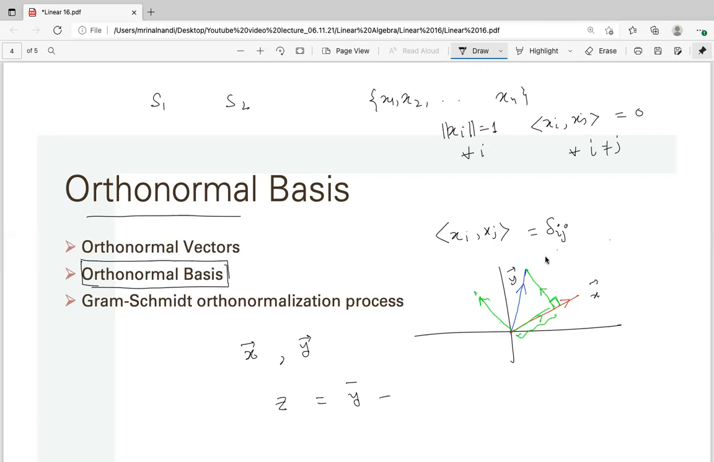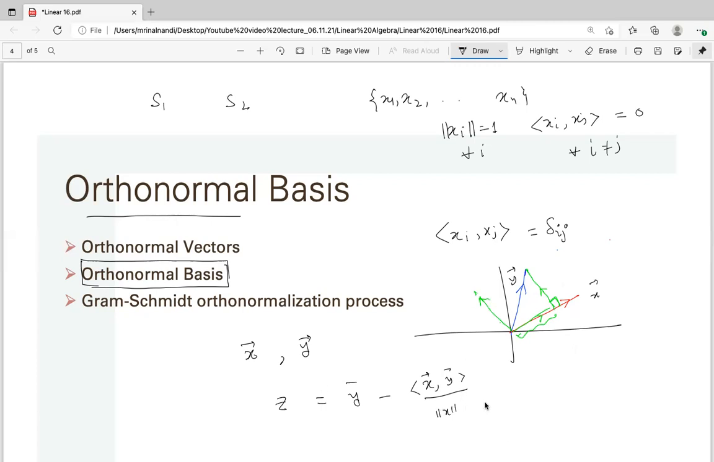Now in school geometry, school vectors or in physics, we know how to find this. This is nothing but the dot product of x and y. The dot product means here the inner product between x and y, and then it must be divided by the norm of x.